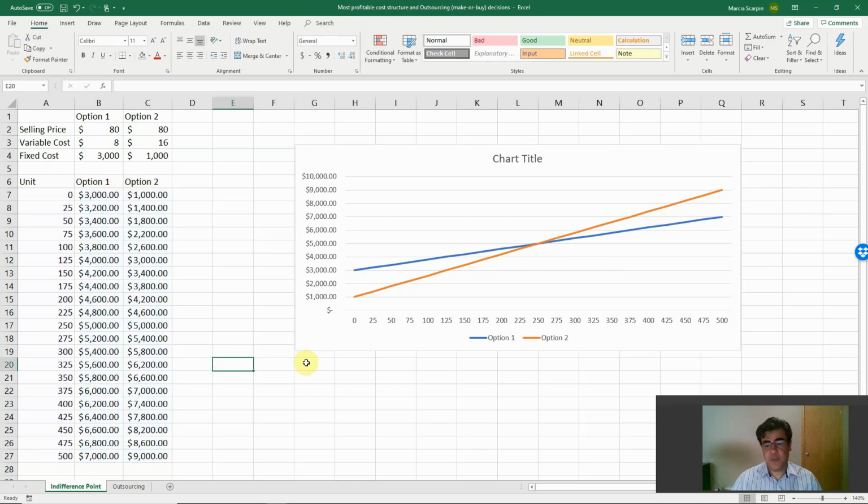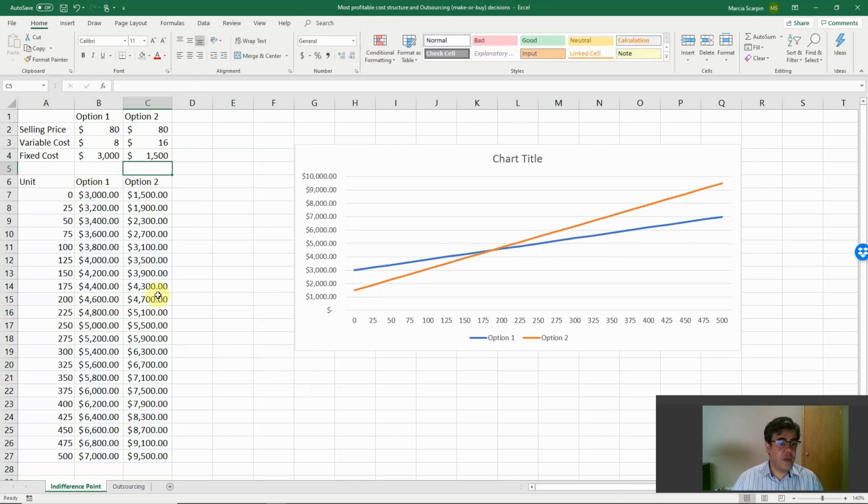However, how much is it? Here we have the number 250, but usually we don't have the number. For instance, if instead of 11 we have 1500, it is here and we don't have the number anymore. So we only know that it is between 150 and 175 because here option one is more expensive. Oh, here is also more expensive. Sorry. It is between 175 and 200. At 175 option two is cheaper. Here, at 200 option one is cheaper.